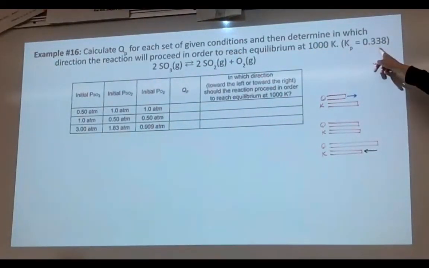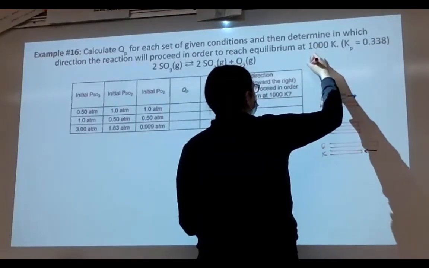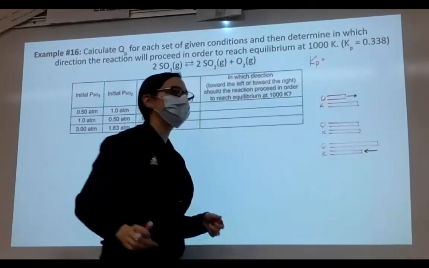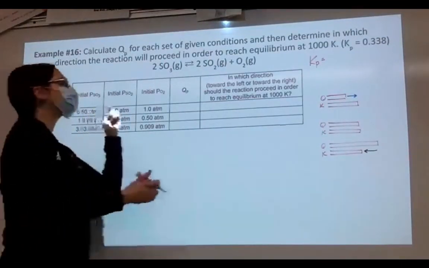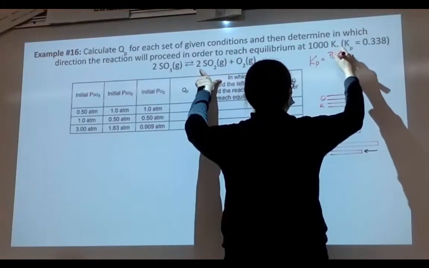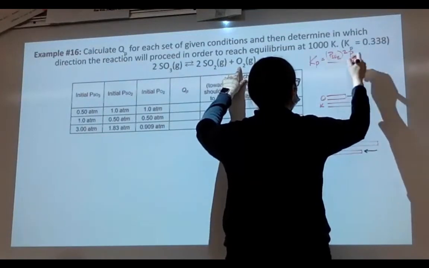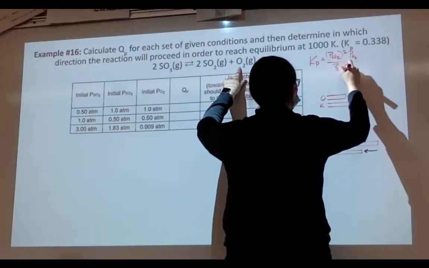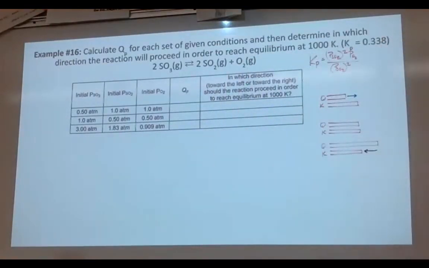Here's your KP value. Write the expression first. So KP or QP, either one. But just write the expression first to make sure you have your exponents. Products over reactants. So P, we're dealing in pressure. Pressure of SO2 squared times the pressure of O2 over the pressure of SO3 squared. Now that you have that, that's going to help you as you're plugging everything in.